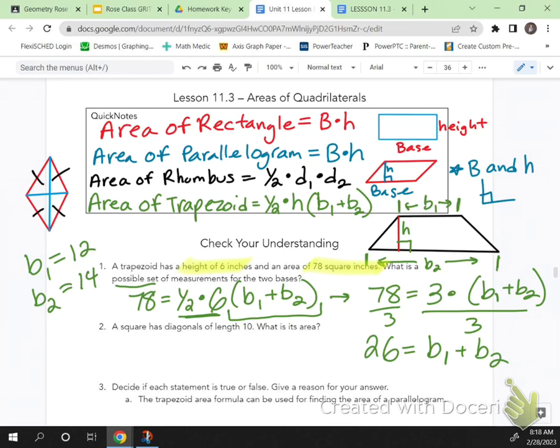Are we good with that? The bases on a trapezoid should not be equal, or else it's not a trapezoid. It ends up being a rectangle, right? Questions? Let's look at number 2.